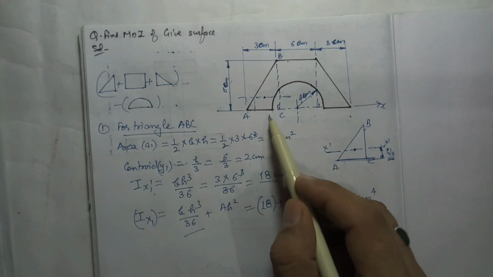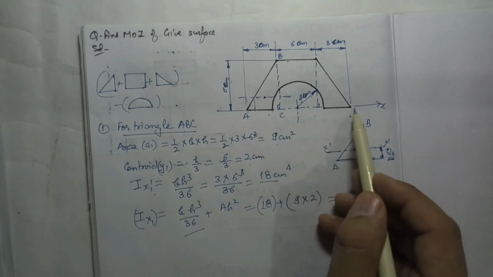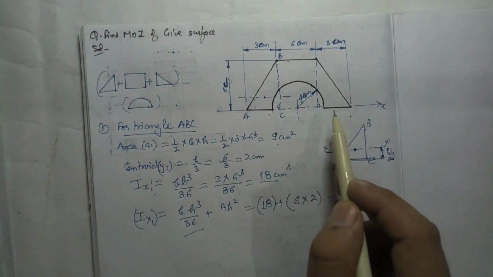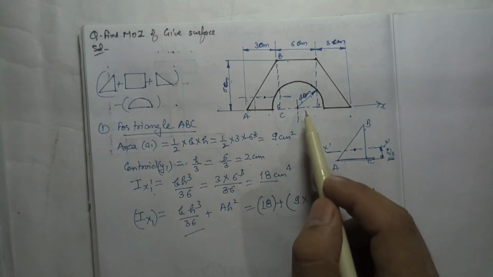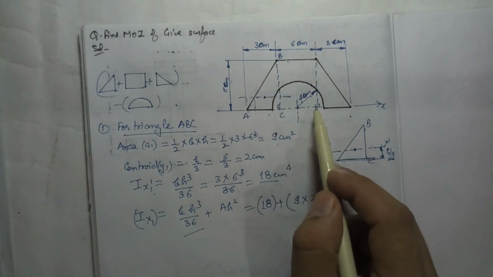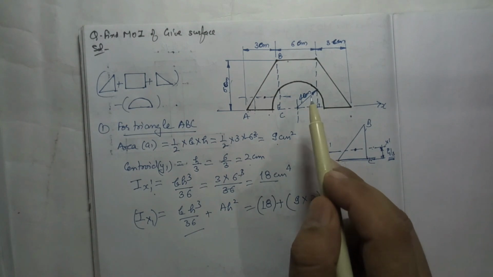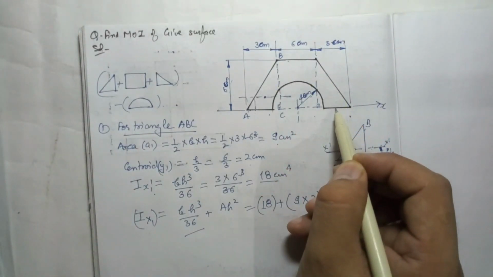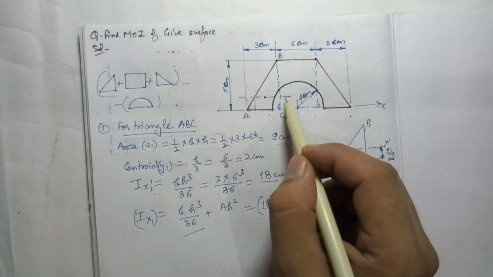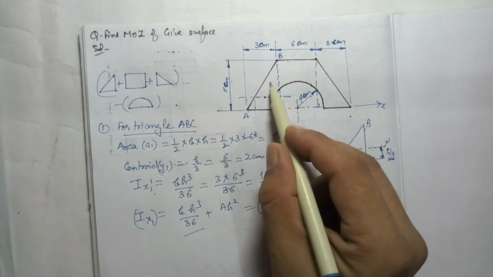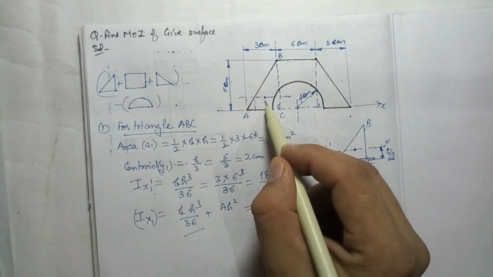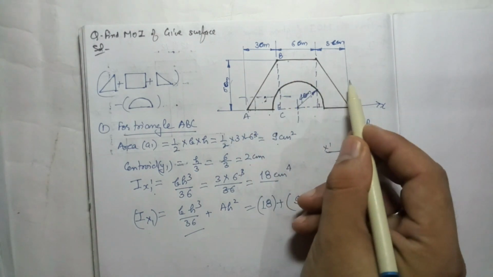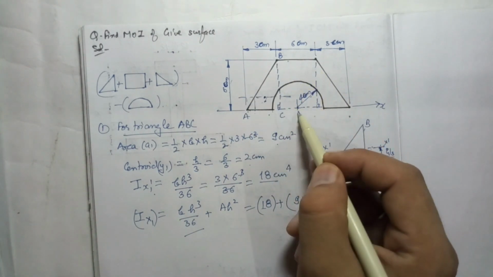Then we will shift using parallel axis theorem about this axis. The second way they can ask you the question is, they can say the same object, but find the moment of inertia of this object about the centroid of the complete object. Means we have the 4 surfaces, we have to find out the center of gravity of this surface, then about that axis we have to find out the moment of inertia.